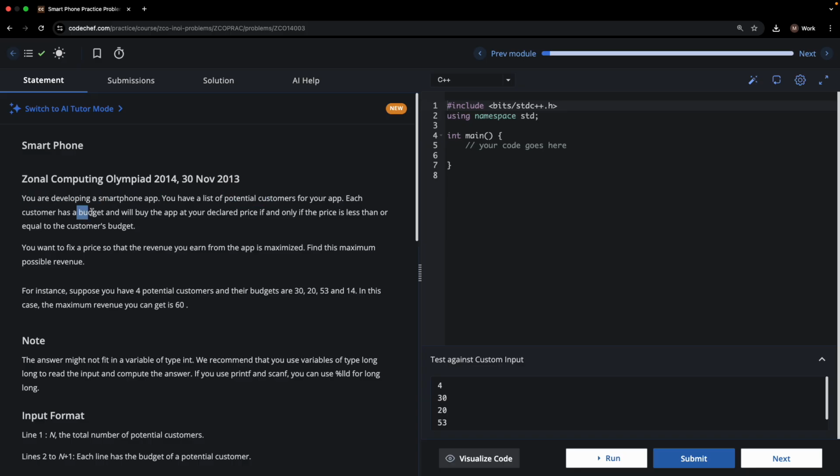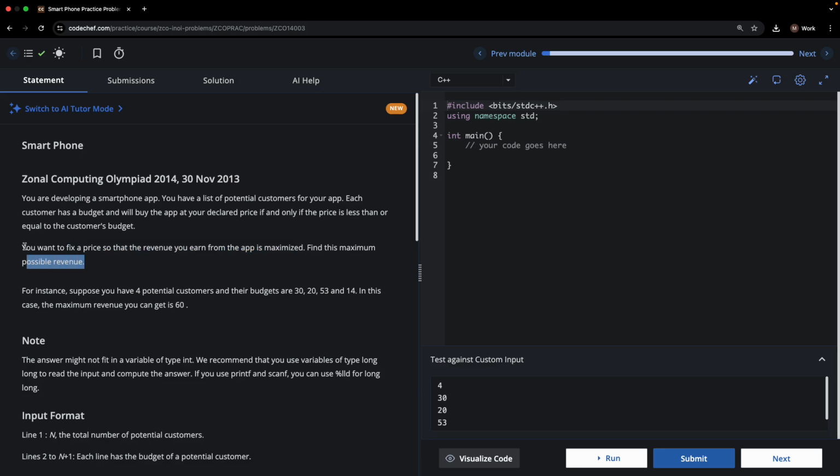Each customer has a budget and will buy the app at your declared price if and only if the price is less than or equal to the customer's budget. Okay, we need to make sure that the price point whatever we have is under the budget. Now we need to fix a price so that the revenue you earn from the app is maximized, and we need to find out the maximum possible revenue.